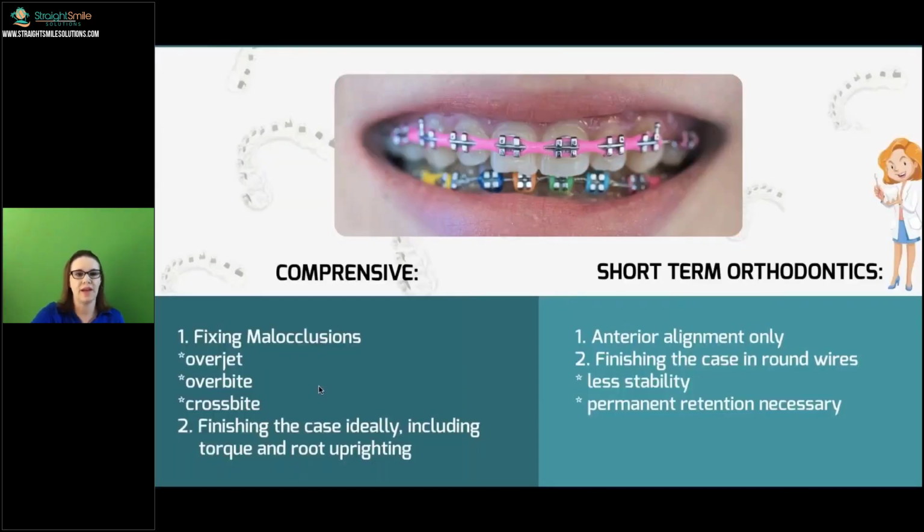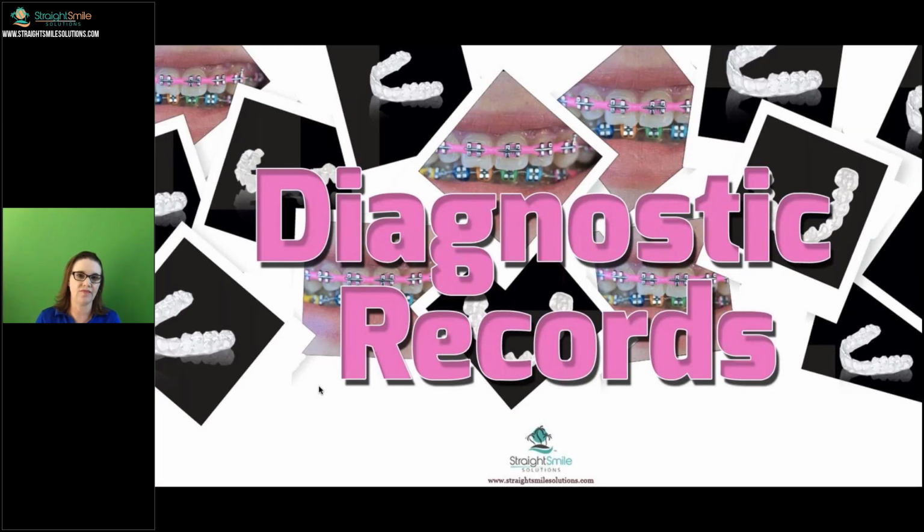So again, we kind of talked about that. Comprehensive is fixing the bite, finishing the cases ideally, including torque and root uprighting. Whereas short-term ortho is going to be anterior alignment, finishing cases in round wires, and you'll have a lot of necessity for permanent retention if you do that.